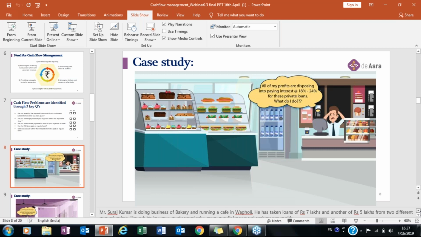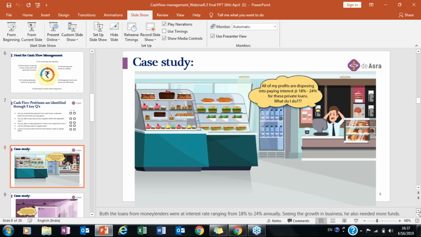So I'll repeat again, Mr. Suraj Kumar is doing a business of bakery and running a cafe in Wagholi. He has taken loans of 7 lakh rupees and another of 5 lakh rupees from two different money lenders. Though his business made good sales every month, he was not able to make any profits. Both the loans from money lenders were at a very high rate of interest, ranging from 18% to 24% annually.